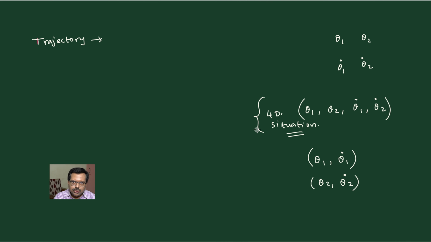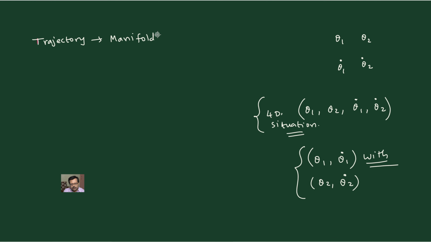So if you are going to draw all the variables, that means theta 1 comma theta 1 dot together with theta 2 comma theta 2 dot in a single plot, you can't draw it, but if you did, then mathematically these trajectories are known as manifolds. That is what we mean to say. A manifold is the higher dimensional equivalent of the trajectories, and correspondingly of the simple geometries.